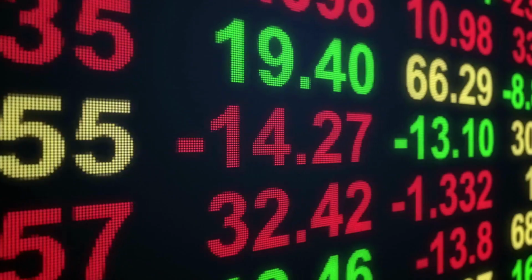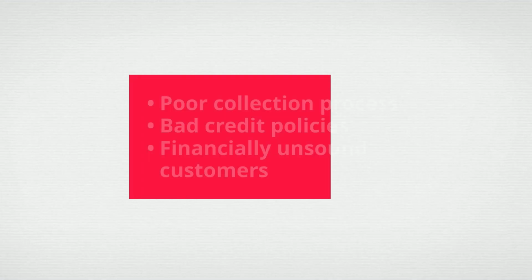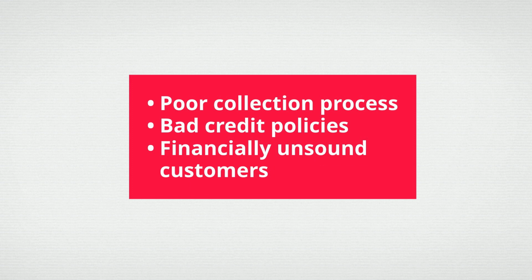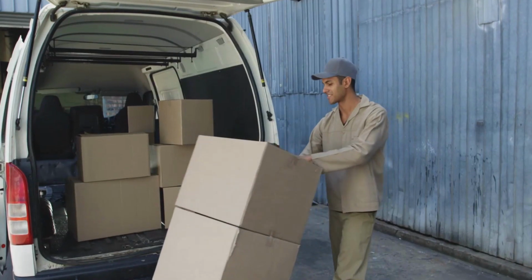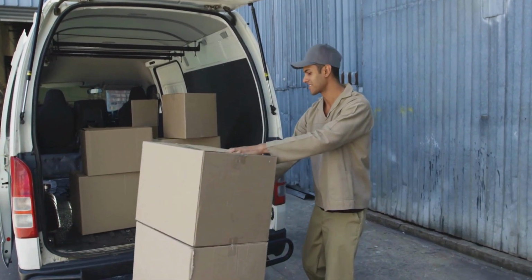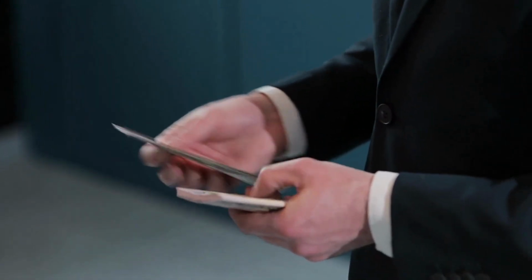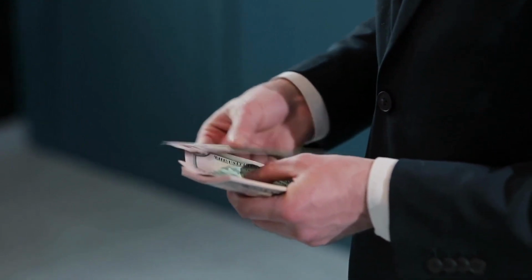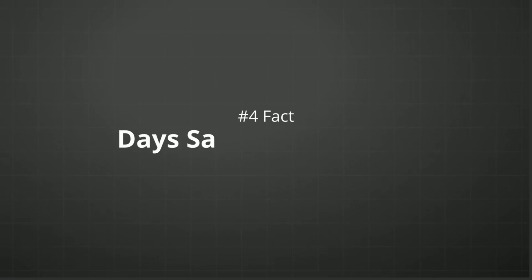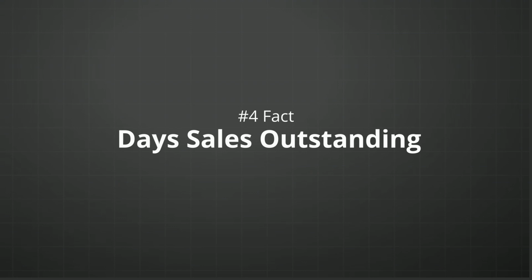A low metric isn't good as it suggests a poor collection process, bad credit policies, or financially unsound customers. It can also mean distribution troubles since products aren't delivered promptly and customers delay settling their receivables, which is common with drop shippers. Still related to our third is the next metric, day sales outstanding.